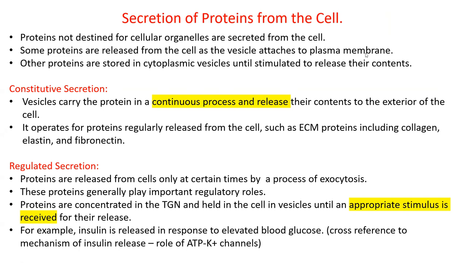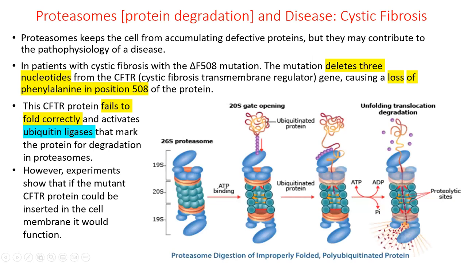It's all clear. I have a small question. For example, in cystic fibrosis, we have a mutation, then we have the ubiquitinated protein. This protein goes to the proteasome, and at the same time, we have what? The ubiquitinated protein.